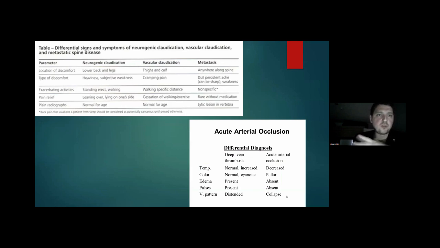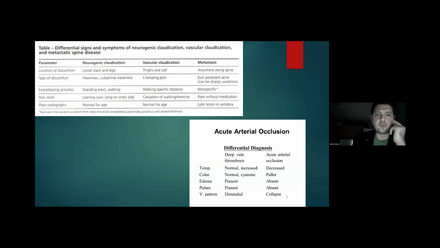We've talked about neurogenic claudication. Vascular claudication is usually located at the thighs and calf. It's a cramping pain. It has a specific walking distance and exacerbating activities. It stops on stopping walking, leads to pain relief and cessation of walking and exercise, and plain radiographs are usually normal for age. Metastasis can lead to pain anywhere along the spine.